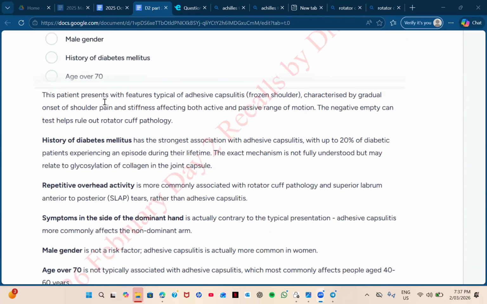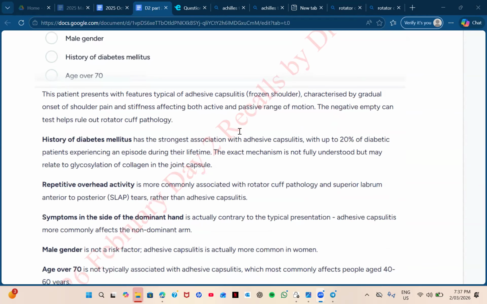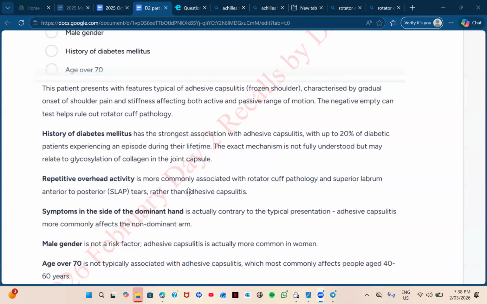Here, the patient presents with features typical of adhesive capsulitis, frozen shoulder, characterized by gradual onset shoulder pain and stiffness affecting both active and passive range of motion. The negative empty can test helps to rule out rotator cuff pathology. History of diabetes mellitus has the strongest association with adhesive capsulitis, with up to 20% of diabetic patients experiencing episodes during their lifetime. The exact mechanism is not fully understood, but may be related to glycosylation of the collagen in the joint capsule.